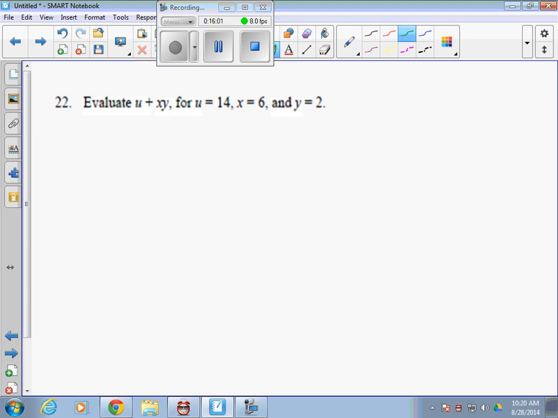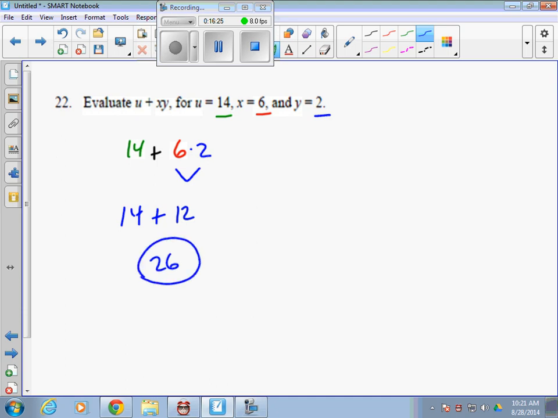22 says to evaluate u plus xy when u is 14, x is 6, and y is 2. U is 14 plus x is 6 times, since it's right next to y, 2 is y. So now you've got to do the multiplication. 6 times 2 first, you get 12. When you add that to 14, you get 26 is the simplified version.